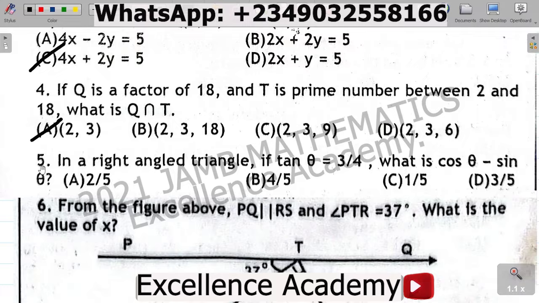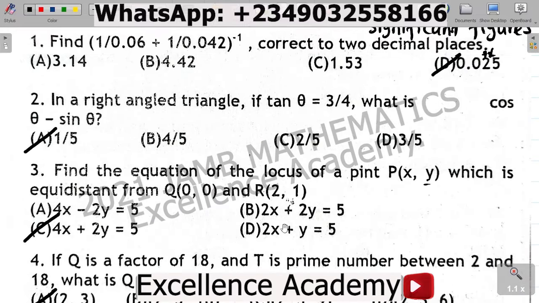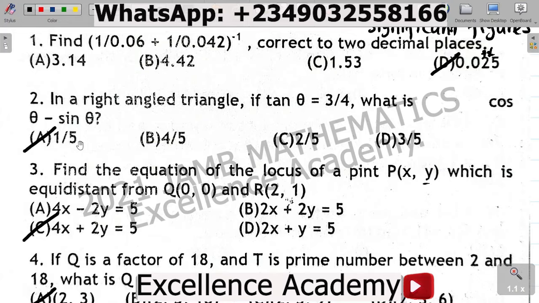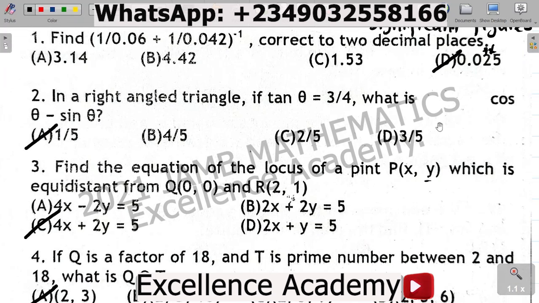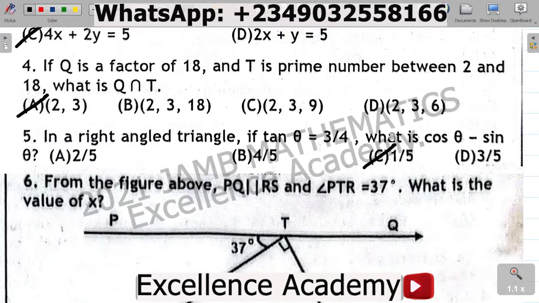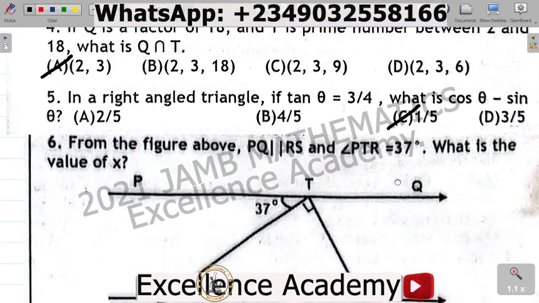Okay, next up, question 5. 5 says, in a right angle triangle, if tan theta equal to 3 over 4, what is cos theta minus sin theta? I think this question was repeated. Let's see. Yep, it was repeated. In this year, they repeated this question. Meanwhile, the answer was A, 1 over 5. So I'll just pick up the number. In this option, I see 1 over 5. So we don't have to stress because, as you can see, the question was just repeated. Cos theta minus sin theta. So don't stress, it was repeated.